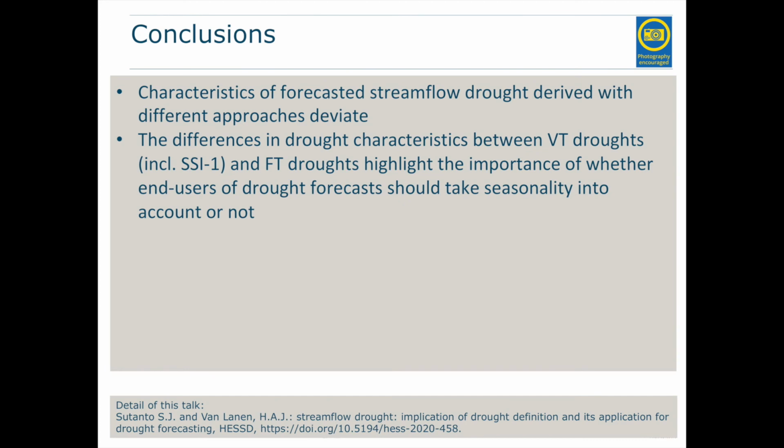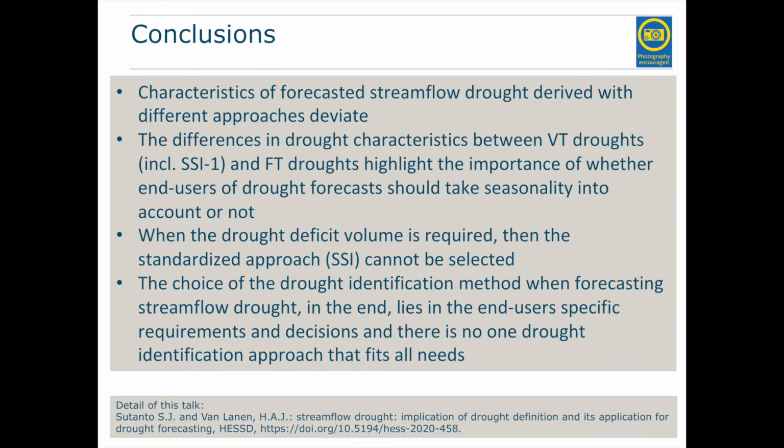Based on our study, we conclude that characteristics of forecasted streamflow drought derived with different approaches deviate. The differences in drought characteristics between VT, including SSI1, and FT droughts highlight the importance of whether end users of drought forecasts should take seasonality into account or not. When the drought deficit volume is required, then the standardized approach, for example SSI, cannot be selected. The choice of drought identification method when forecasting streamflow drought in the end lies in the end user's specific requirements and decisions, and there is no one drought identification approach that fits all needs.